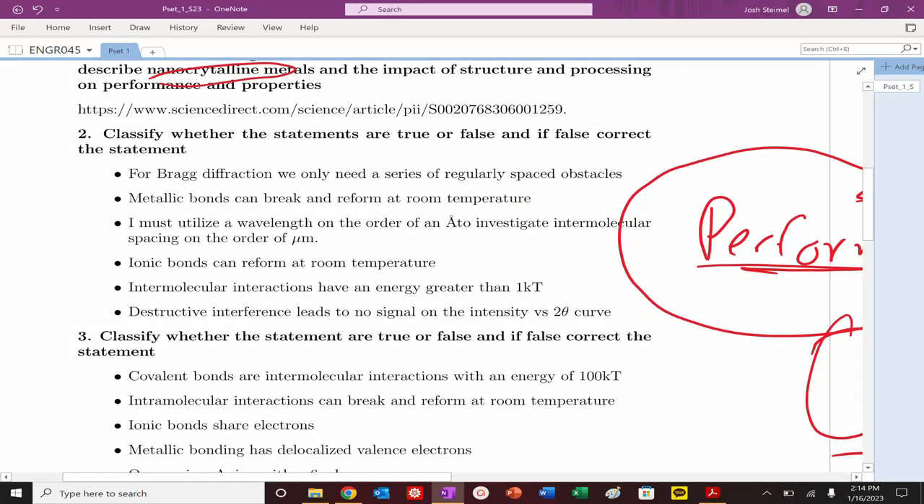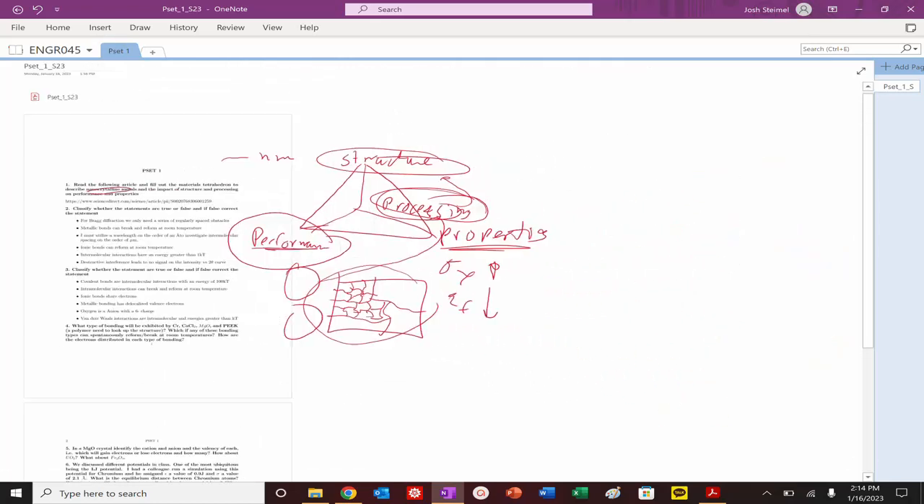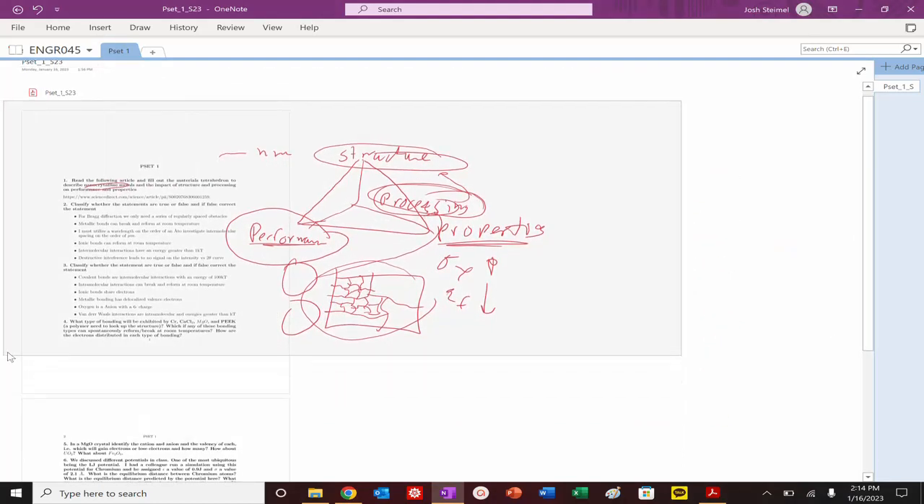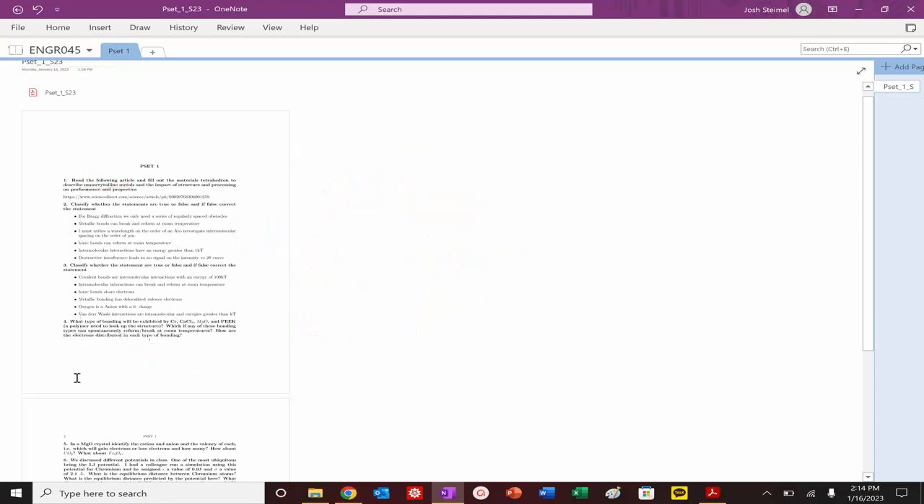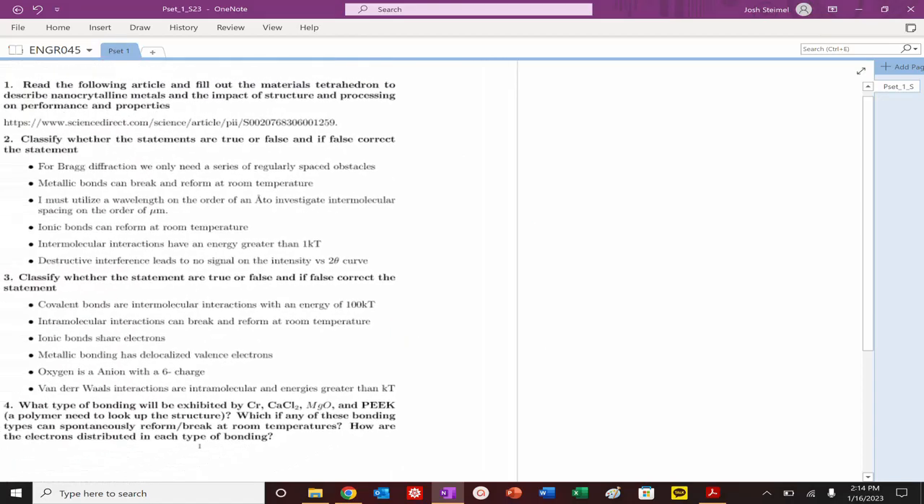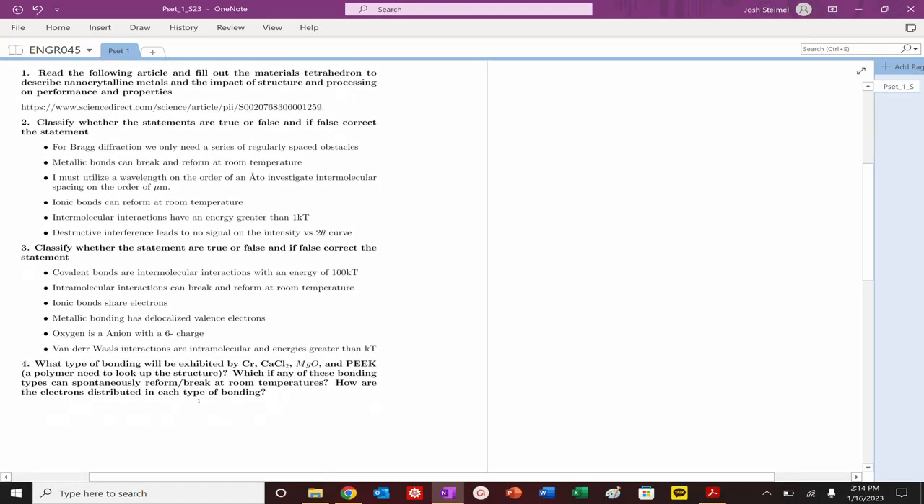So I'm going to zoom out quickly here, and then I am going to delete everything. Excellent. Classify whether statements are true or false. If false, correct the statement. For Bragg diffraction, we only need a series of regularly spaced obstacles. That is false. We also need what? We need a wavelength that's commensurate with the spacing between those regularly spaced obstacles, on the order of d. We also need constructive interference, perfect constructive interference, to get a signal.